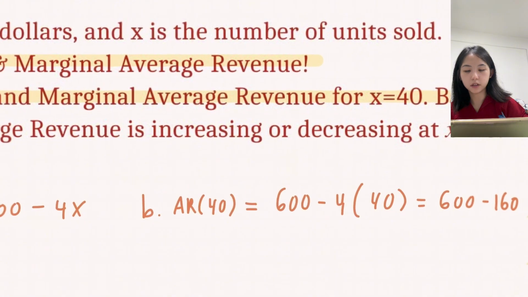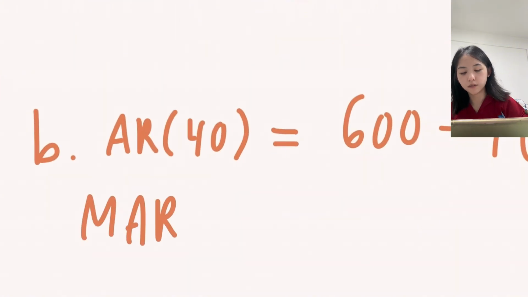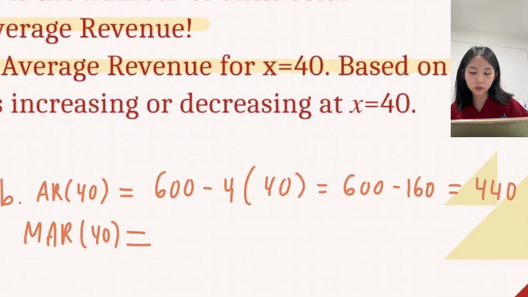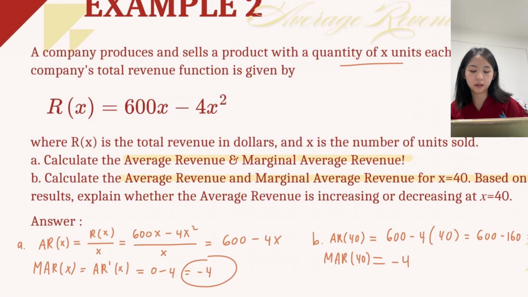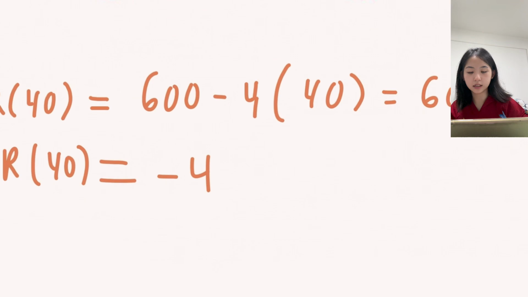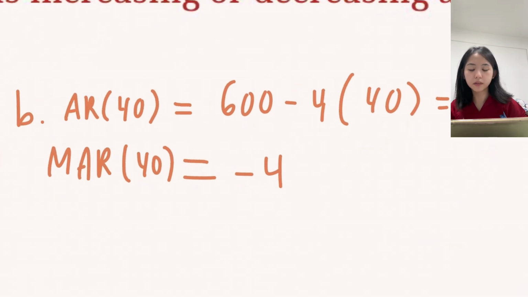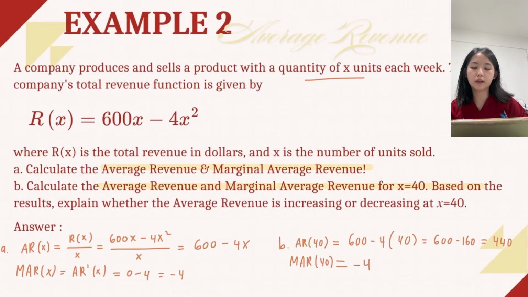And the marginal average revenue for x equals 40 is just MAR of 40 equals minus 4, because we already found the MAR of x and it's minus 4. There's no x here, so we cannot substitute it anywhere. So the result is just minus 4. And based on the results, explain whether the average revenue is increasing or decreasing at x equals 40. Because the marginal average revenue for x equals 40 is negative, the average revenue is decreasing at x equals 40.